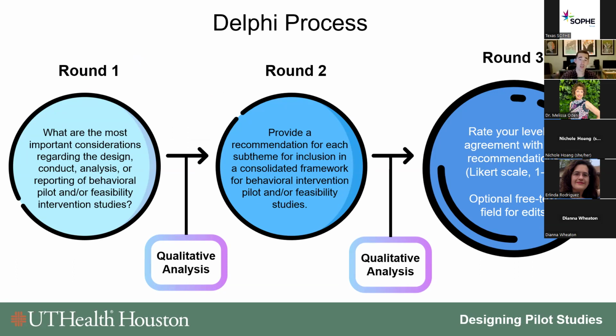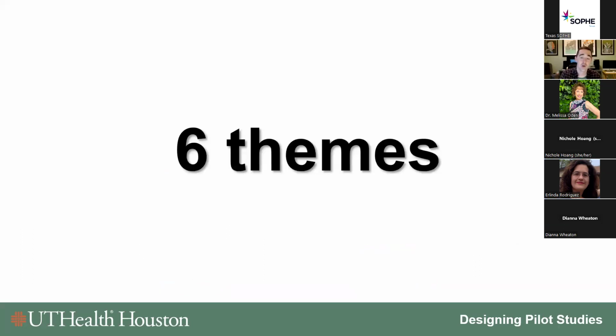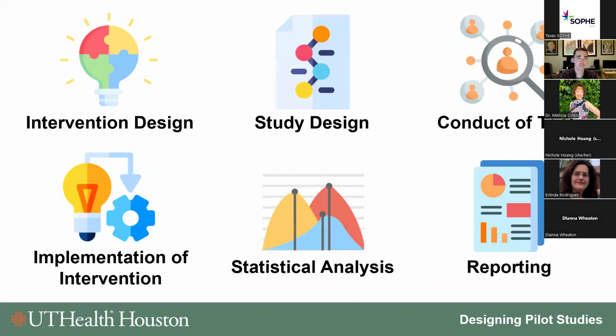And so I'm going to present a few of these themes and sub-themes to us, and then I'll point you toward where you can look at all of them together. And then we can have time for some questions and hopefully answers as well. So here were the 6 themes. We talked a lot about intervention design, study design, the conduct of the trial, the implementation of the intervention, the statistical analysis, and the reporting.